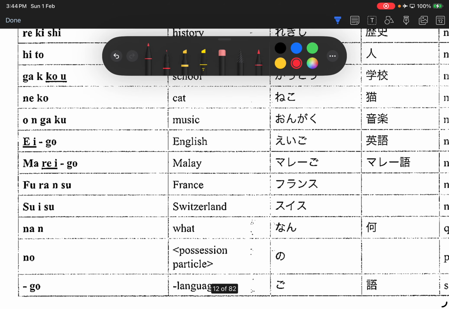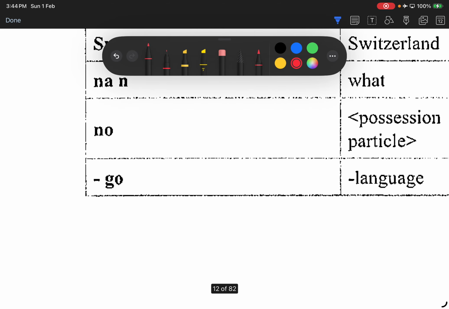スイス. nan ナ, no ノ, go ゴ. Right, so the country, we learn more countries this time. Same thing, we put the jin behind to mean the country's nationality. So instead of putting jin behind, now we put the word go behind. It becomes a language. For example, Nihon go.